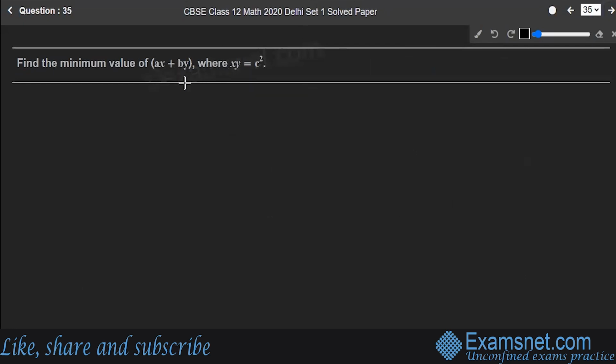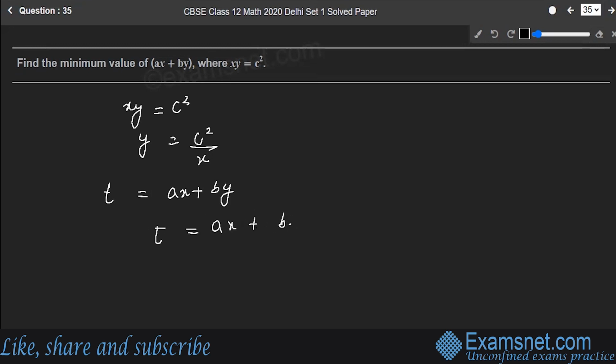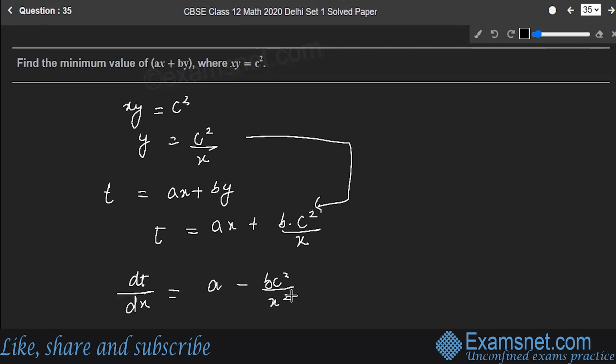You have to find the minimum value of ax plus by where xy is equal to c square. We are given xy is equal to c square or y is equal to c square upon x. Let's say t is equal to ax plus by, or here t of x will be equal to ax plus b into c square upon x. I have used this equation in this case. Okay, let's differentiate both sides with respect to x. So dt by dx will be equal to a minus bc square upon x square.